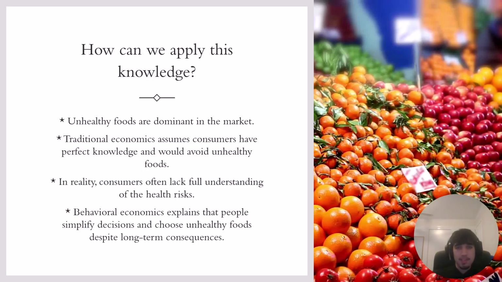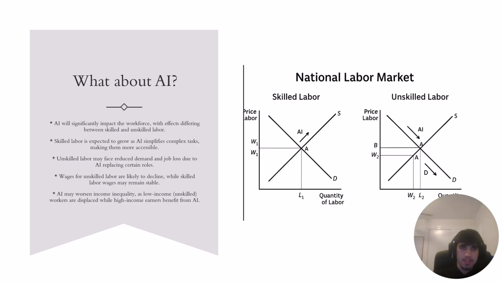We can now apply these concepts by considering the dominance of unhealthy foods in the market. Traditional economics would assume that these consumers would have perfect knowledge and know how bad these foods are and the consequences of buying them. However, in reality, these consumers follow behavioral economics, as they lack complete knowledge on how bad this food can really be and make the simplified decision to buy the unhealthy food because they like it or it's cheap. Now moving on to AI.